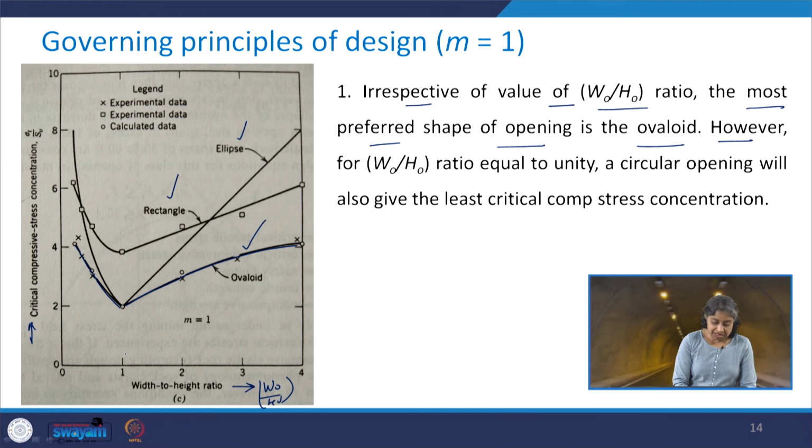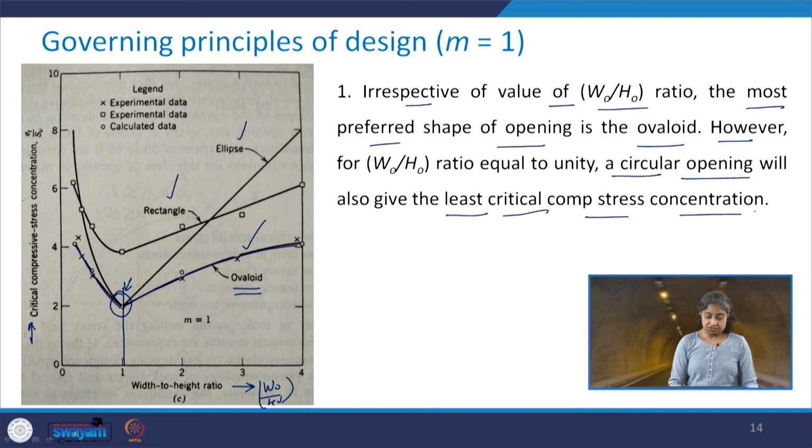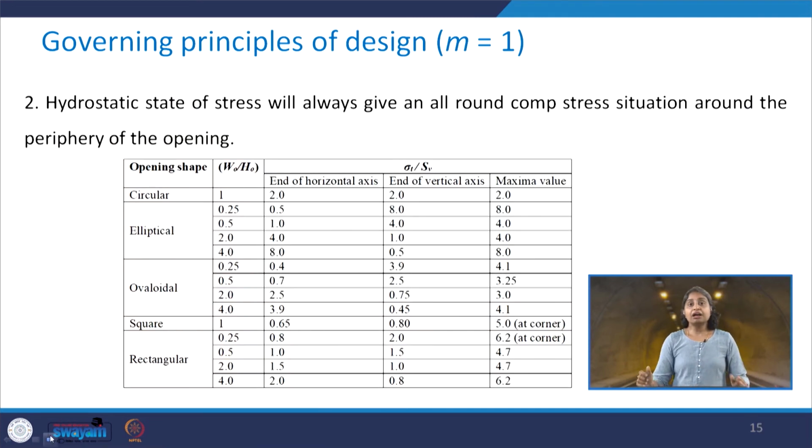However, take a look here when W naught by H naught is equal to 1. Here you have the ovaloidal shape, you have the ellipse, and when this W naught by H naught is equal to 1, this also corresponds to the circular opening. This will also give the least value of the critical compressive stress concentration. Then the hydrostatic state of stress will always result in an all around compressive stress situation all around the periphery of the opening.